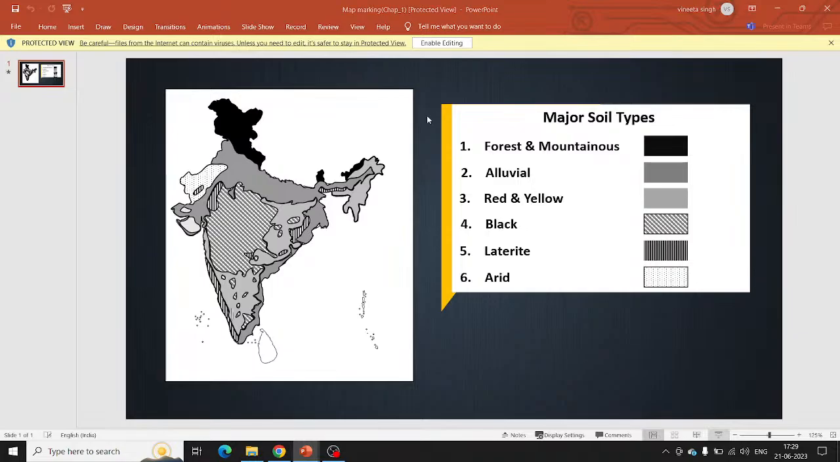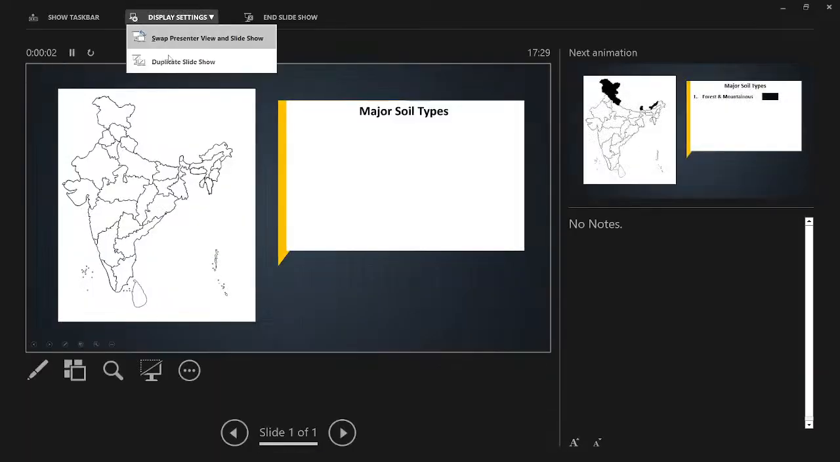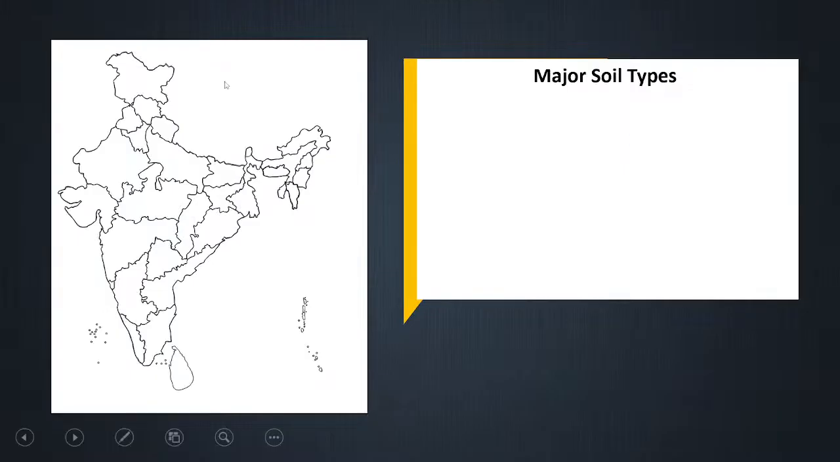Okay, next, write down heading. Major soil and its types. You have to now shade in different sections. Have you drawn India map, everyone? Okay, look at this now. Eyes on the screen. First plan accordingly. I'll show you complete slides and then you can plan how to shade.